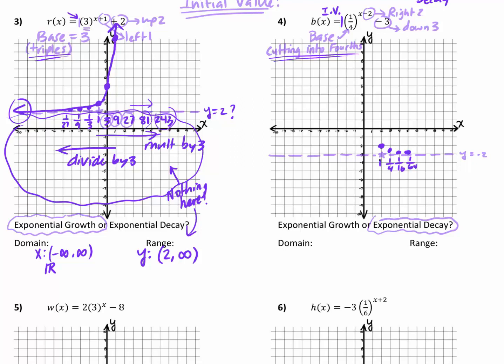Think about it. If you had one cake, you had to divide it between 64 people. Everyone's getting a very small sliver of that cake. So it's rapidly approaching this asymptote.